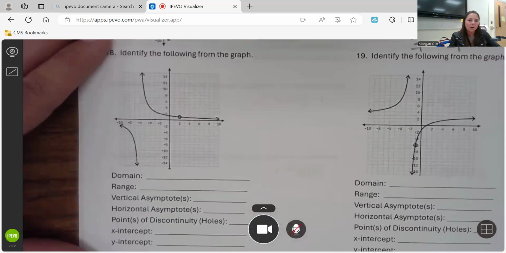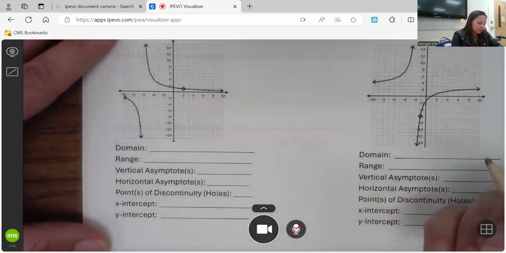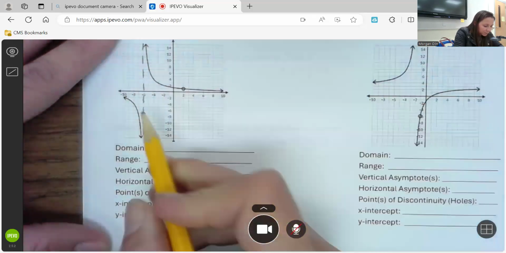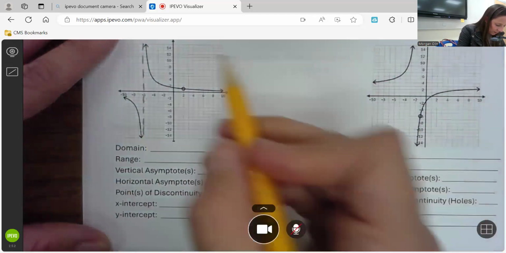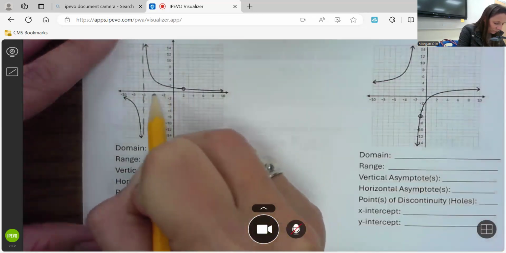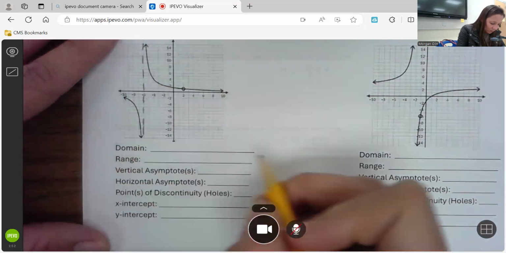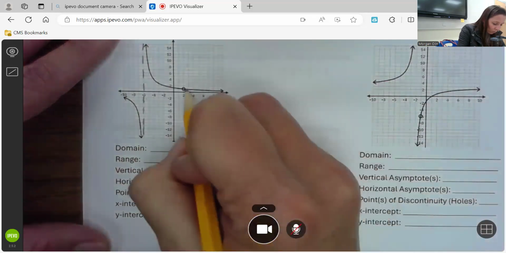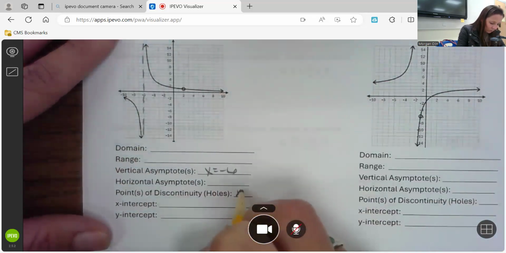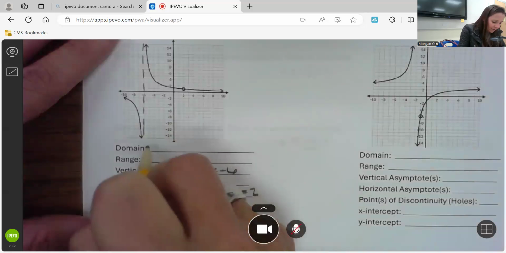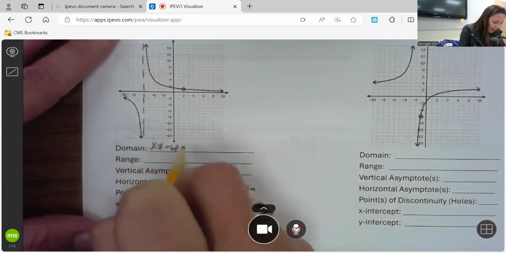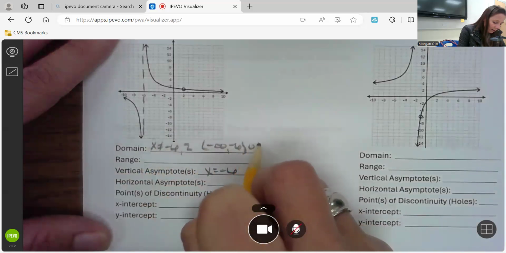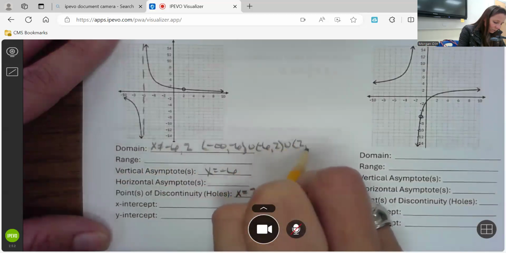Identify the following from the graph. All right. Sometimes you're just going to be given graphs. Domain right here. Find your vertical asymptotes, and that's at negative, let's see, -2, -4. These are going by twos. -2, -4, -6. So the vertical asymptote is at x equals -6. My hole is at 2. X equals 2. And so these are our domain right here. Basically, x can't equal -6 and it can't equal 2. So negative infinity to -6, -6 to 2, and 2 to infinity.